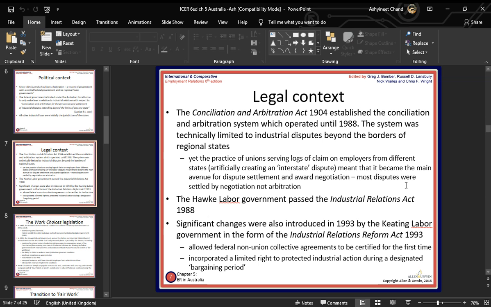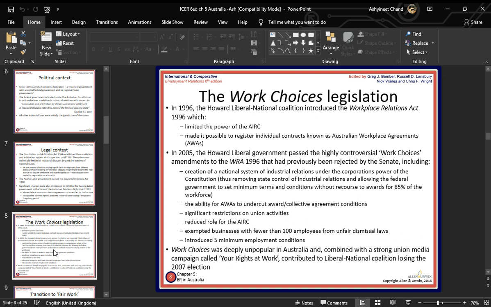So, for the first time, non-union collective agreements were to be certified, right? So collective agreements that were negotiated not by the unions, basically, and prevention of disputes, prevention of strikes and lockouts during a designated bargaining period. This is similar to what we saw in Japan, whereby during the negotiation season, the Shunto, none of the parties can do a strike or a lockout. They have to come to an agreement during that bargaining period.